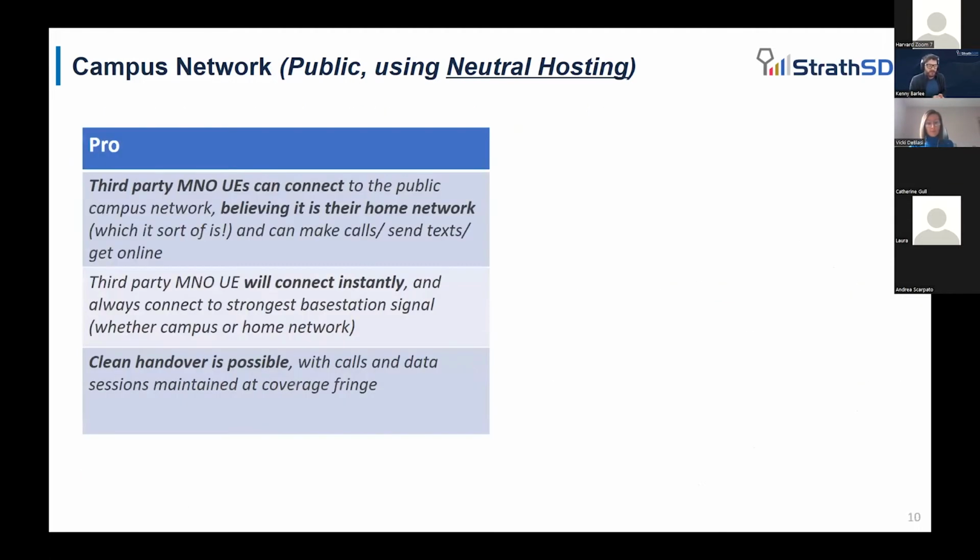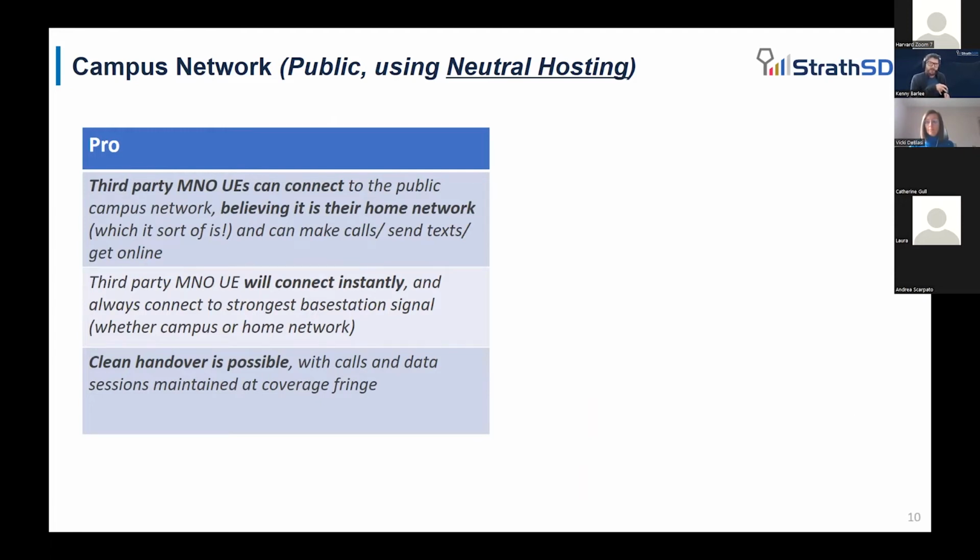So pros and cons of this one. Third-party MNO UEs can connect to this campus network, and they believe it's their home network. They can make calls, send text, get online, all good. They will connect instantly, and they will connect to whichever base station is the highest power. So, as I mentioned before, on this coverage fringe, it will always go to whichever base station is broadcasting the loudest. And clean handover is possible because we're at a 4G interconnect level.